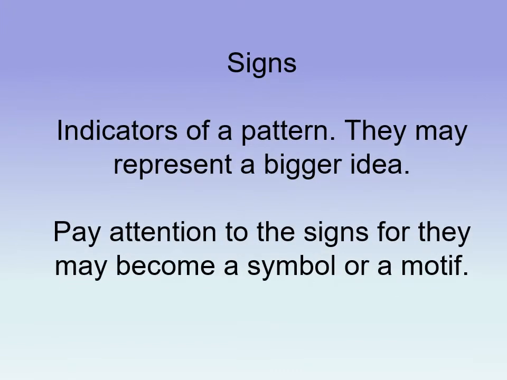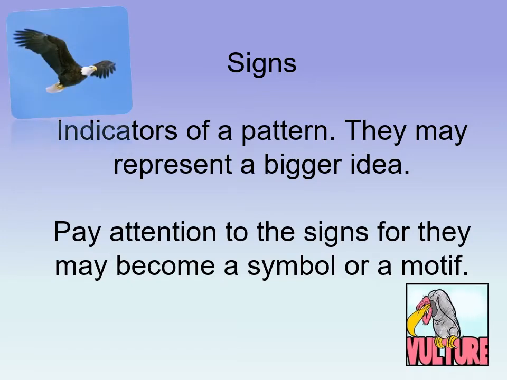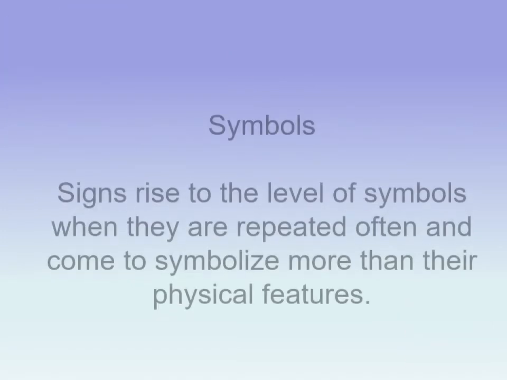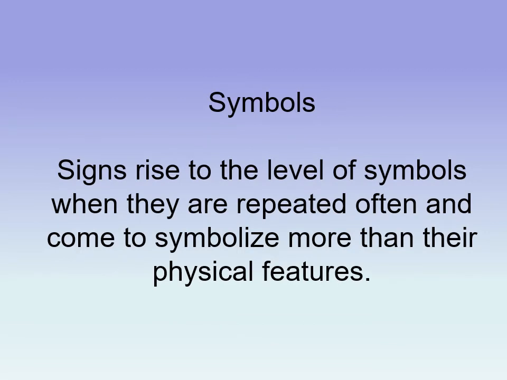Okay, in literature, we often talk about signs, symbols, and archetypes. So a sign is an indicator of a pattern. It may represent a bigger idea. So pay attention to the signs, for they can often become a symbol or a motif. Symbols are signs which rise to the level of symbols when they are repeated often and come to symbolize more than their physical features.